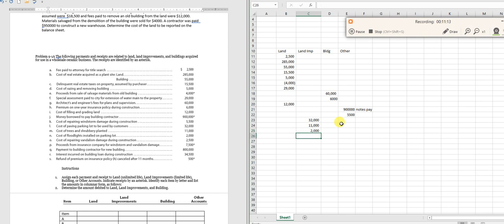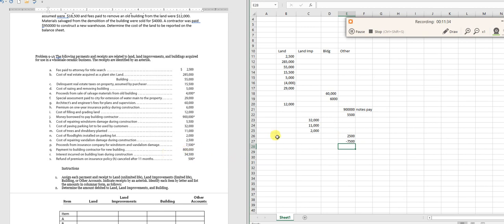Next one, cost of repairing vandalism during construction. Again, it was not expected. Next one, proceeds from insurance company for windstorm and vandalism damage. Notice I'm going to put it in other. You'll either put it in other income or you'll net it against these two repair expenses.